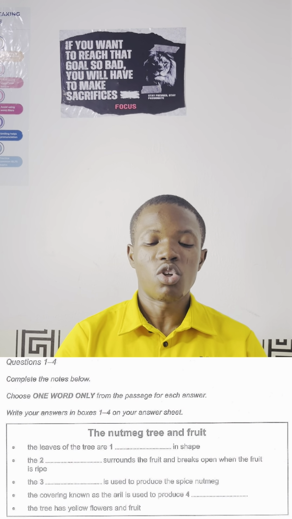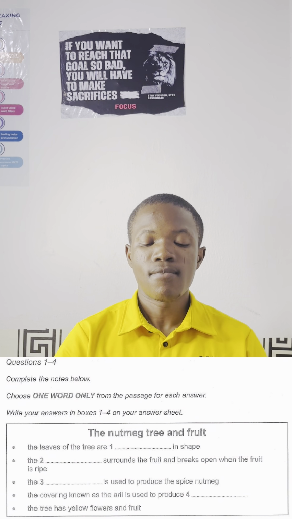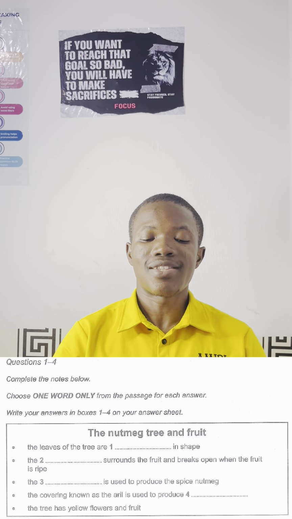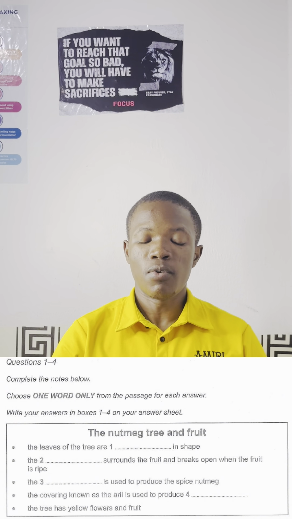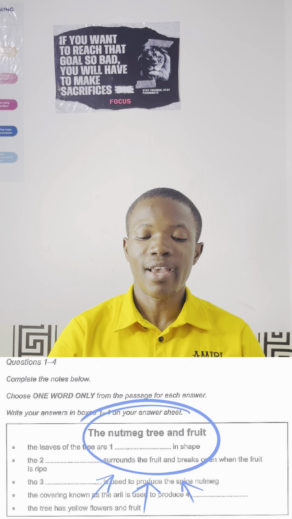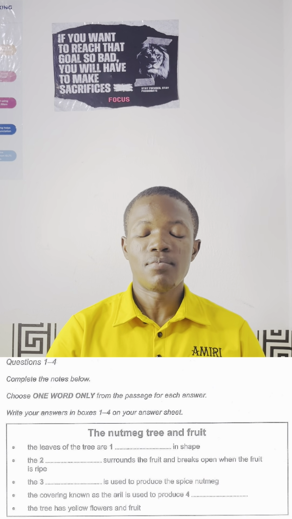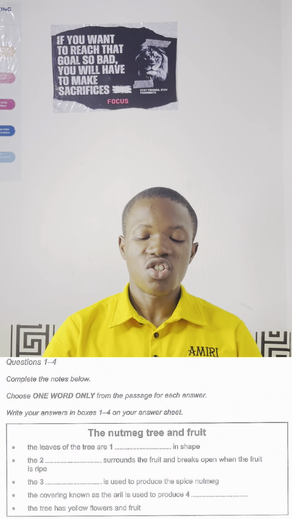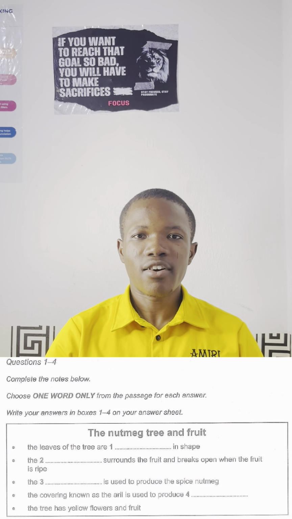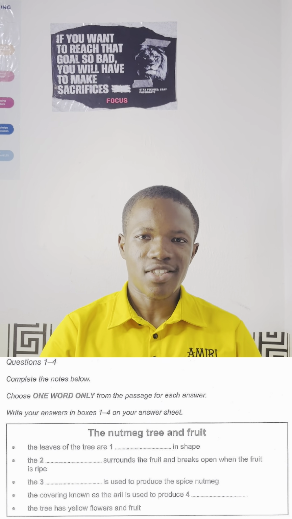Okay, so when you have this kind of questions, what do you do? How do you approach this? Now you will see that there is a title that is before you, which says the nutmeg tree and fruits. That's the title of the notes. And it means that from the passage, there must be a paragraph or two where the nutmeg tree and fruits were discussed, and that is where these notes have been extracted from.